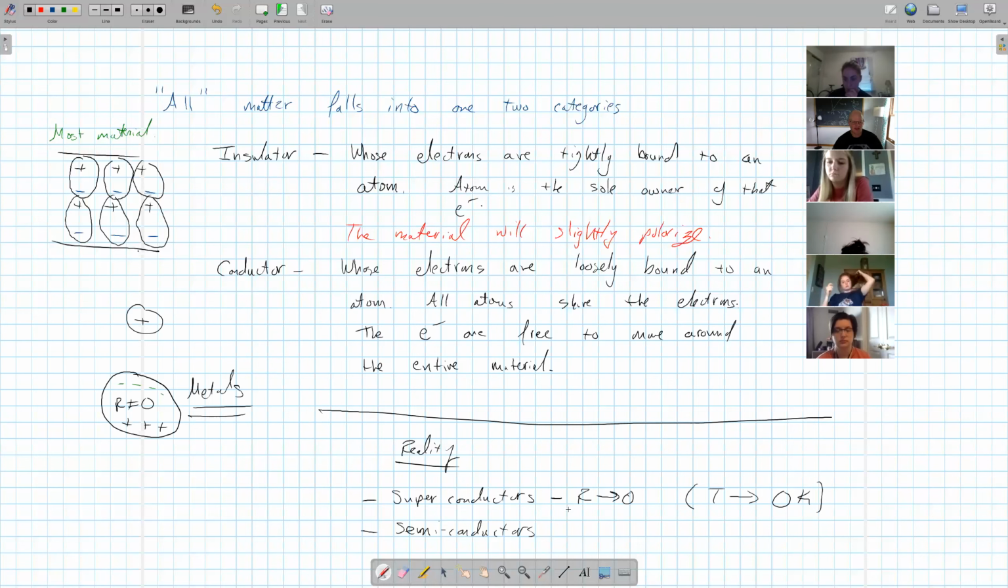Semiconductors are basically an in-between of an insulator and a conductor. This is kind of a hybrid, if you want to think of it as a hybrid, of an insulator and a conductor.